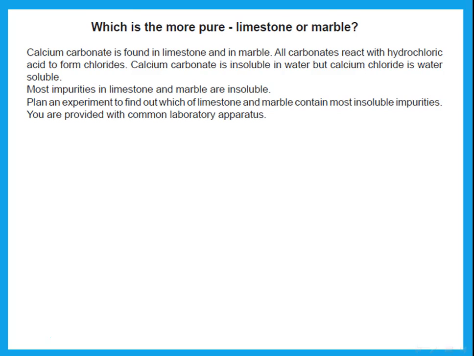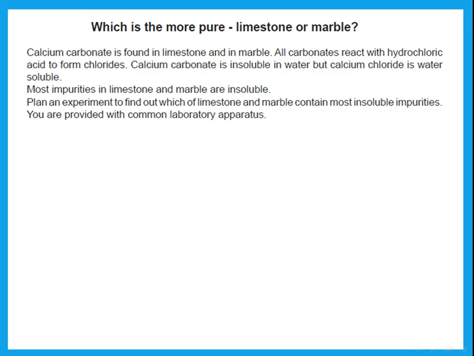Okay, this is a question from the end of paper 6. Calcium carbonate is found in limestone and in marble. All carbonates react with acids to form chlorides. Calcium carbonate is insoluble in water. Calcium chloride is water soluble. Most impurities in limestone and marble are insoluble. So I have two samples, limestone and marble. Both of them are calcium carbonate plus some impurity. And the question is, how much impurity in each of them?